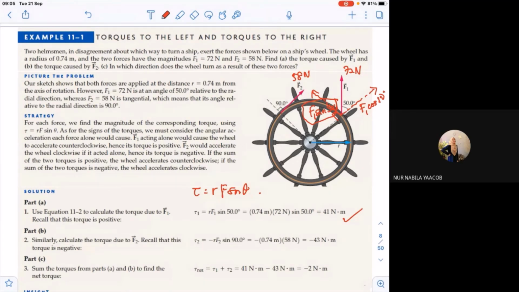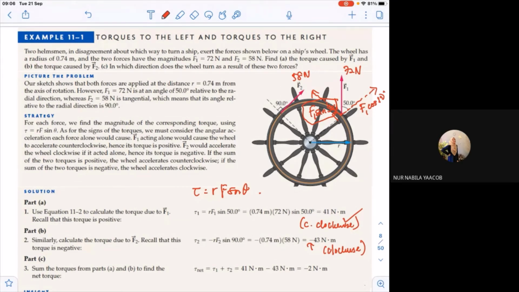But why do we put a negative value? Basically, this force number 2 will make the wheel turn clockwise, so because of that, we should put it negative. While if you think logically, when you push the steering with F1 sine 50, it will give you a counterclockwise rotation. That's why the value of torque number 1 is positive, while the value of torque number 2 is negative.